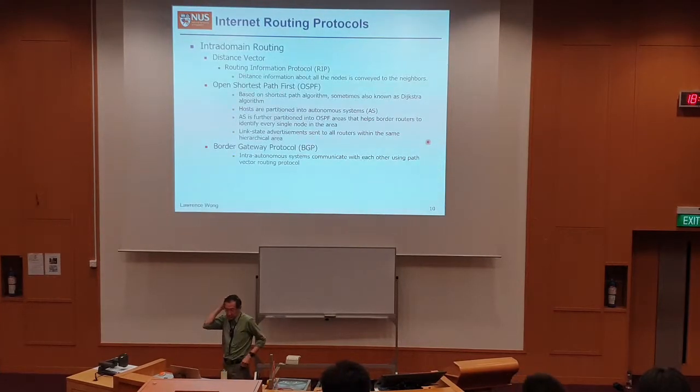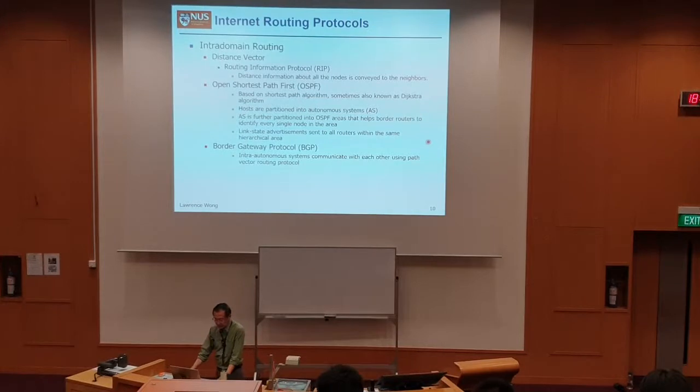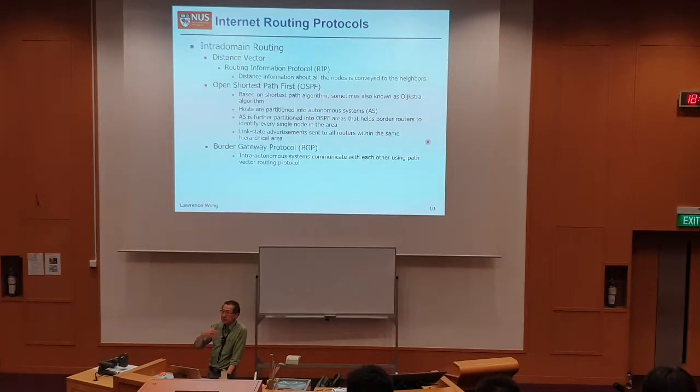So in terms of the intra-domain routing, we have various methods. One is the distance vector method. Distance vector essentially means that when you try to find a route, the route discovery packet will keep expanding with the address of the intermediate nodes so that you can find a path back to the source. So that's why we call it a distance vector.